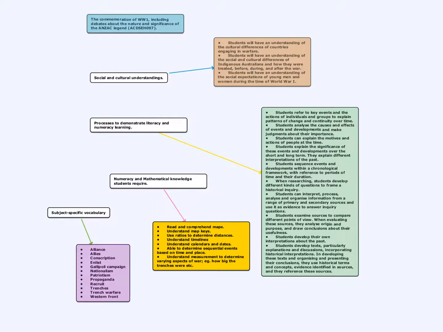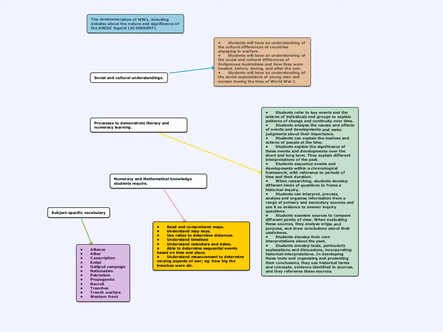The process is to demonstrate literacy and numeracy learning. Students will display this in a variety of ways, referring to key events and actions of individuals and groups. Students will analyse the causes and effects of events. Students will be able to explain the motives and actions of people at the time, while explaining the significance of these events and developments over the short and long term.